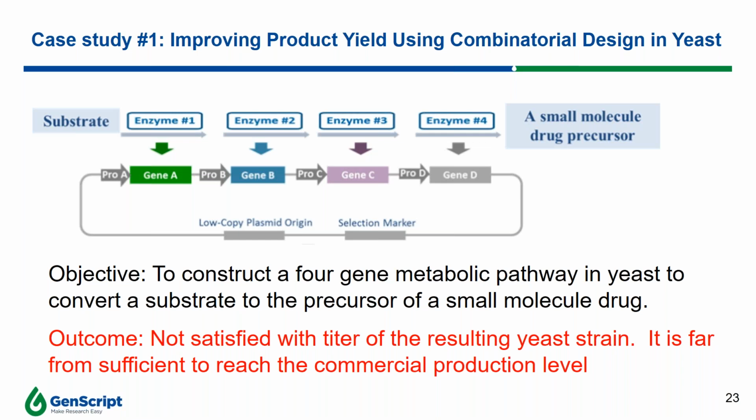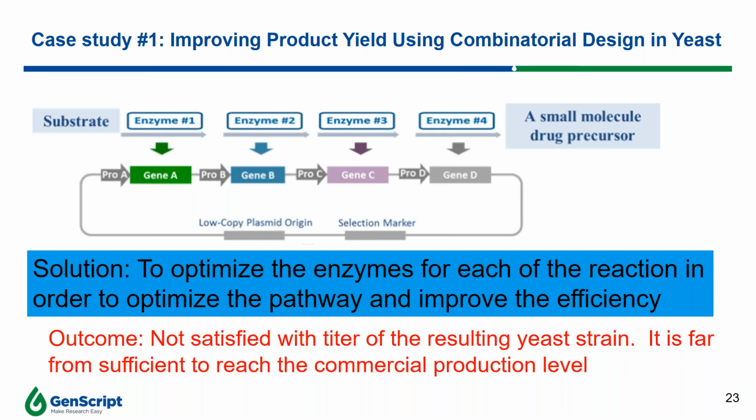And then after the construct, the client introduced this genetic circuit into a low copy plasmid origin of the yeast. But the client was not satisfied with the titer of the resulting yeast strain because the results showed that it was far from sufficient to reach the commercial production level. So the client was looking for a solution to optimize the enzymes for each of the reactions in order to optimize the pathway and improve the efficiency.